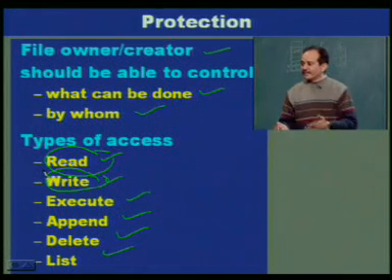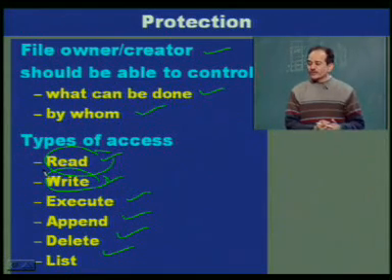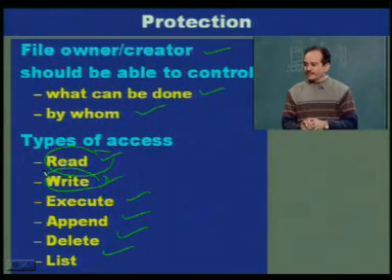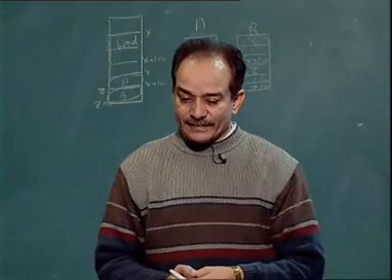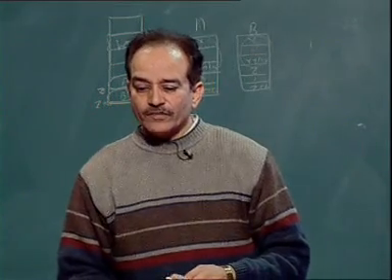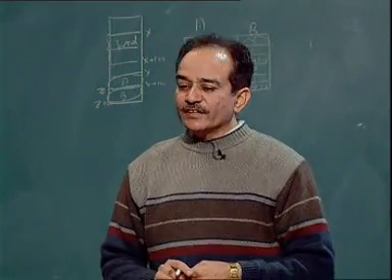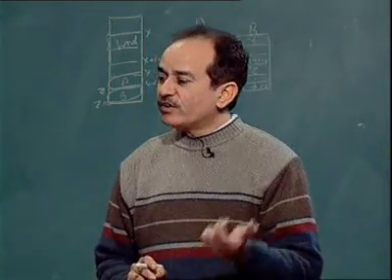Maybe as an owner I can do a lot of things. As an owner I can read, I can write, I can execute, I can do everything on my file, but why should I allow you to write into my file or read from my file? That is why we make an access list for these files.